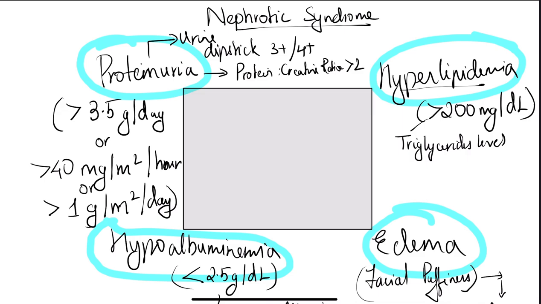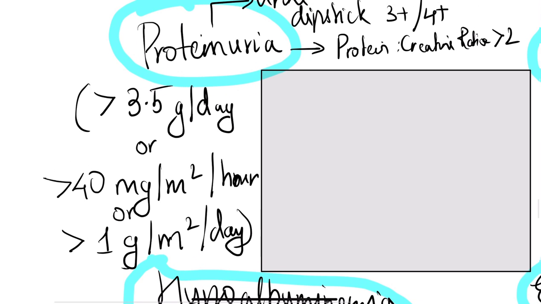And then, if there's loss of albumin in the urine, our body will try to synthesize lipids, liver synthesis, like a counter mechanism. So that manifests as hyperlipidemia. So let's take an overview on proteinuria.